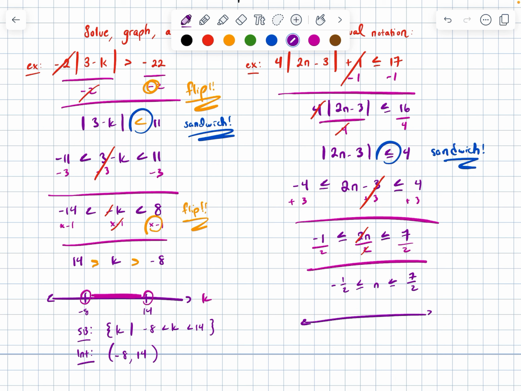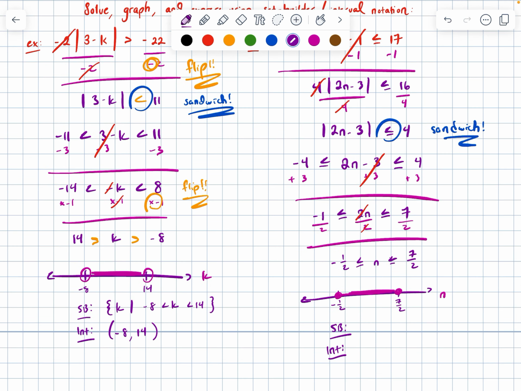Magnificent. On our number line, I'm going to take my negative 1/2, my positive 7/2. I've got values of n, right? I could be equal to, so I've got closed circles around both. My n is sandwiched in between the 2 numbers. I'm going to color in the stuff in between on my number line. Last but not least, let's write our notations. I've got my set builder and my interval.